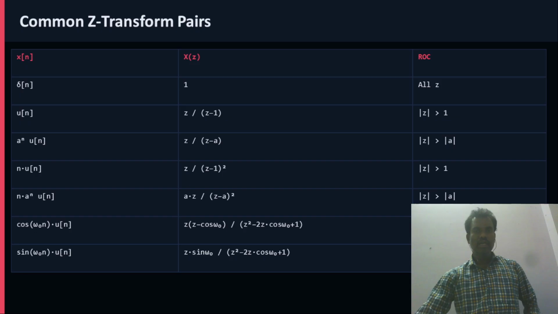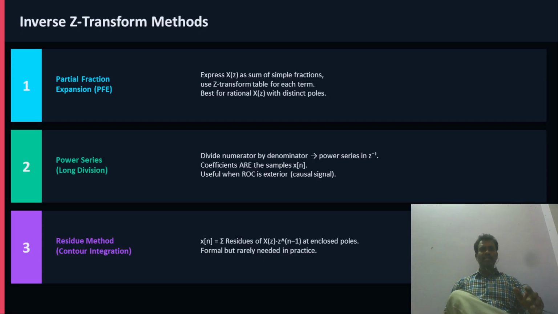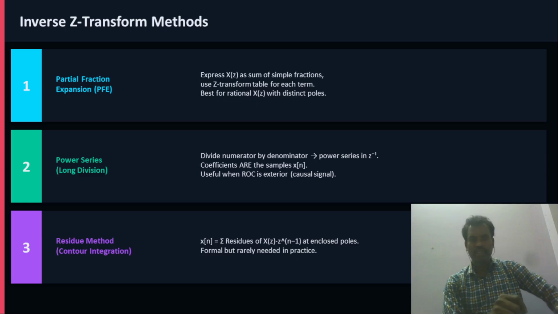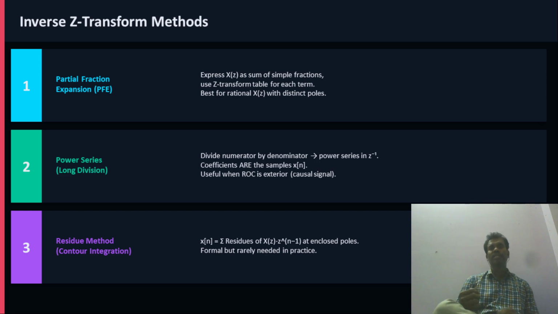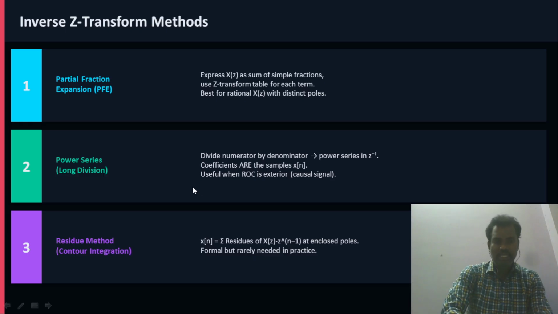Another one is the power series method. In the long division method, we divide the numerator by the denominator in negative powers of z, and calculate the coefficients for x of n. Those coefficients directly indicate the input sequence and the delayed sequence. And then there is the residue or contour integration method.